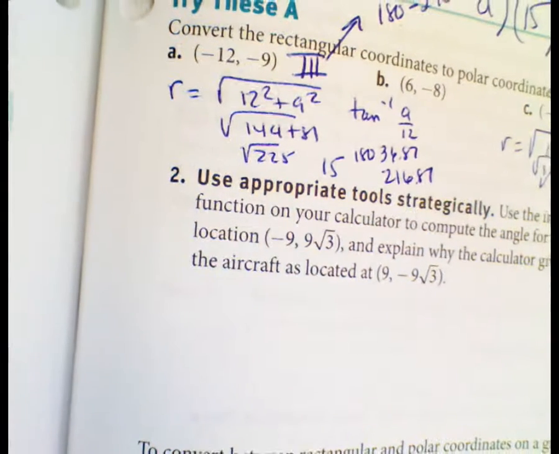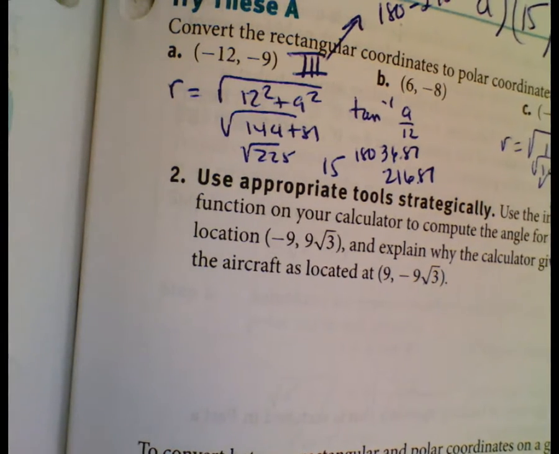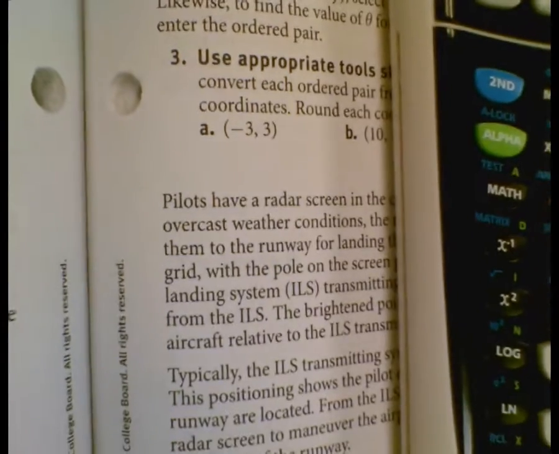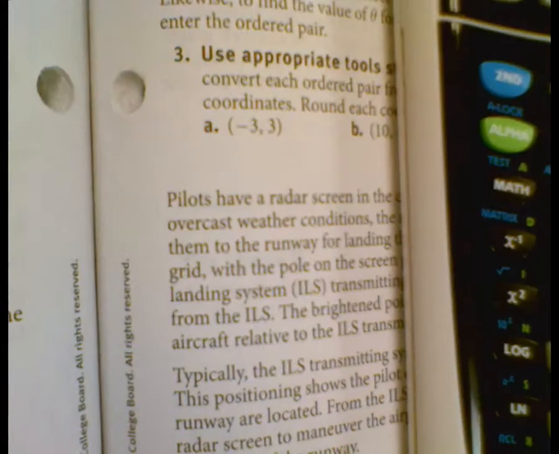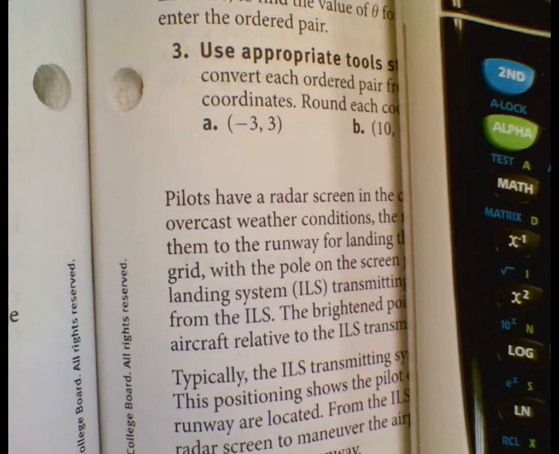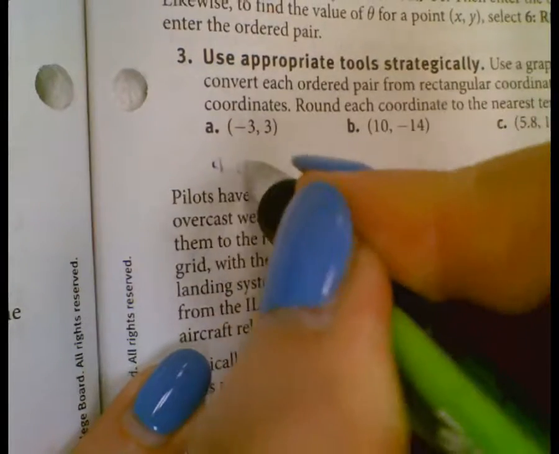Use a graphing calculator to convert each ordered pair from rectangular to polar, and then round each coordinate to the nearest tenth if needed. All right, so negative 3, 3. We're doing 3A. So we're going to press second apps, 5. Then you're going to press negative 3, comma. Comma's above 7, by the way, if you can't find comma. 3. And the r is 4.24.